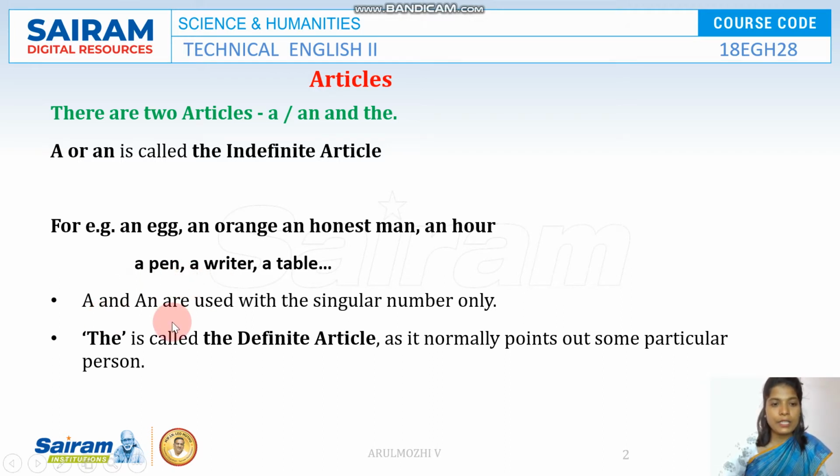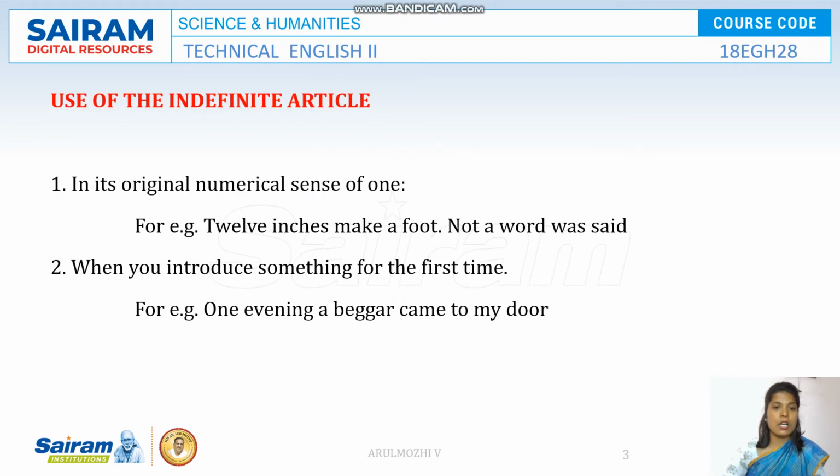Next one, a and an are used only with singular nouns. It is because they mean one in number, so they are used only before singular nouns. The is called the definite article because it is used to point out and refer to specific nouns.